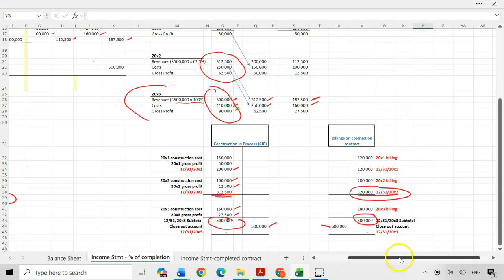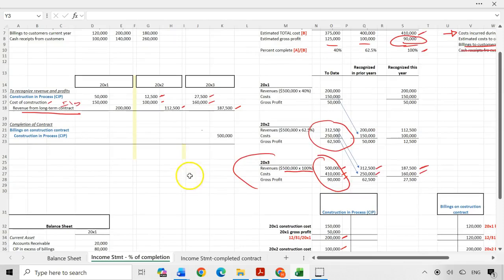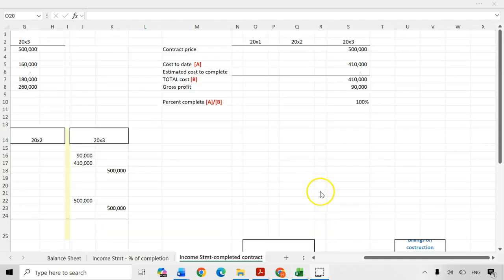So my final entry here is, oops, it got removed somehow, is right here. This is my final entry, my debit for billings on construction, and my credit to construction in process.